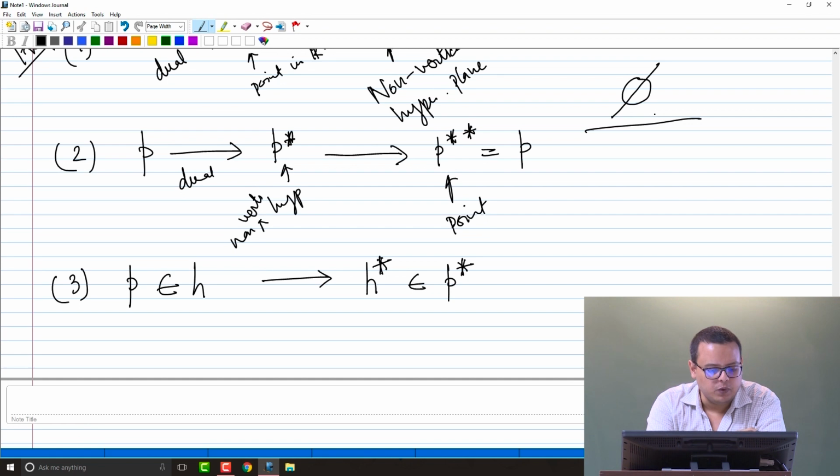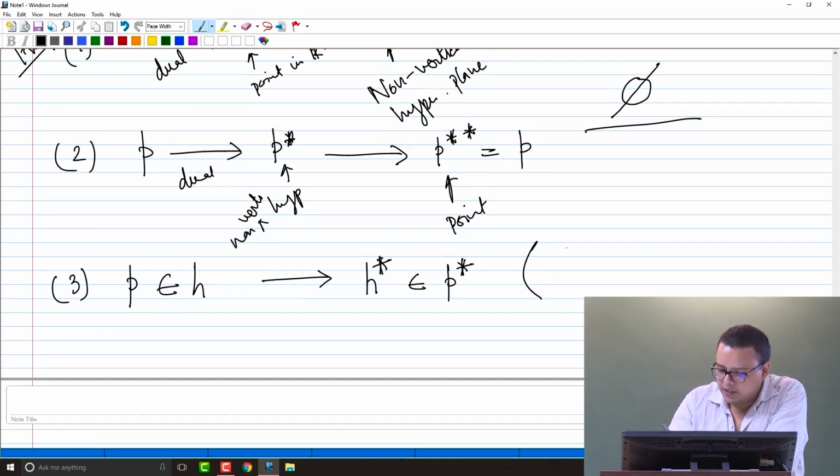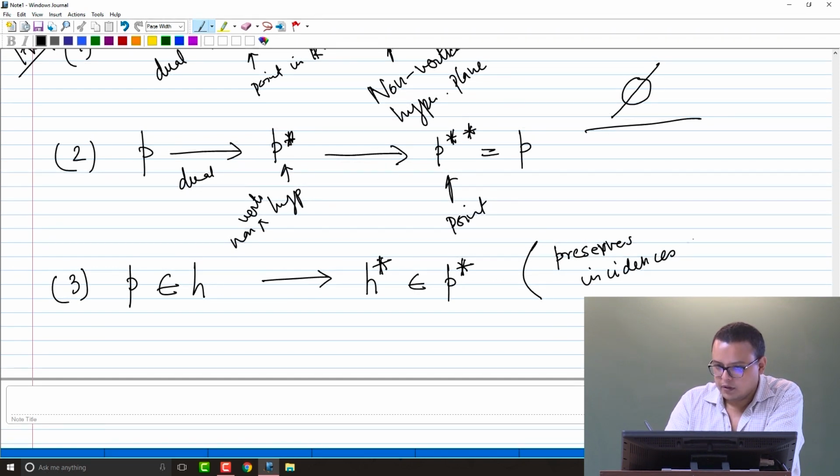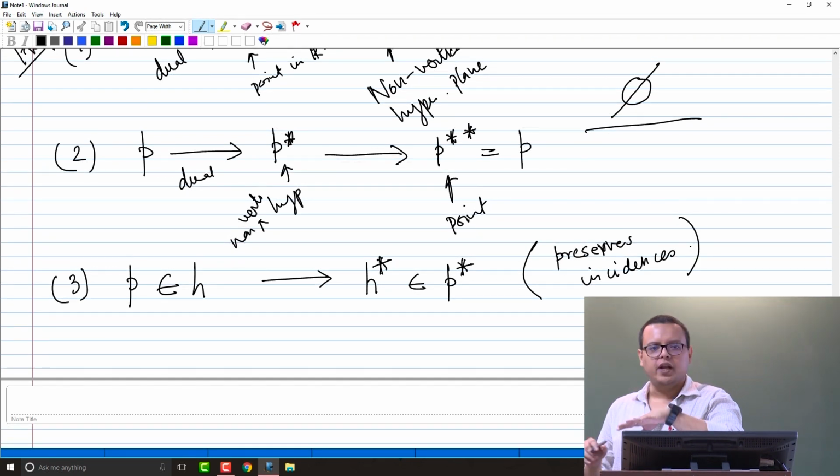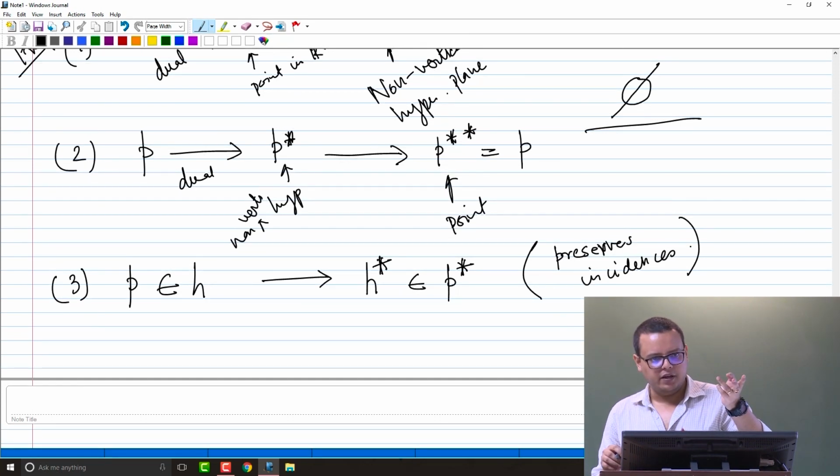Okay, so this is one property also. So what does it say? This is called preserves incidences. So think of it in terms of points and lines, the way we have defined incidences, right? So let us say P lies on L, then what does this say? L star will lie on P star.